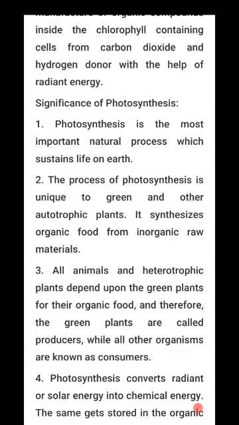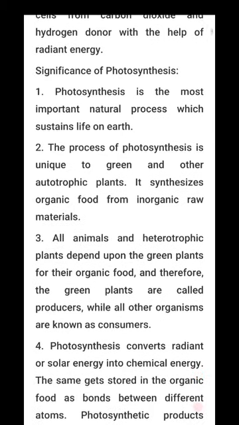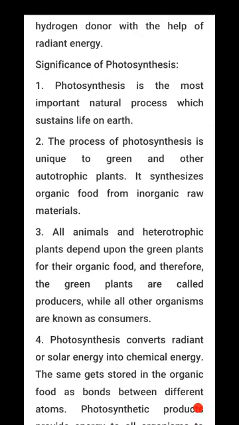All animals and heterotrophic plants depend on green plants for their organic food, and therefore green plants are called producers, while all the other organisms are known as consumers. Two main types of organisms are present: autotrophic and heterotrophic. Autotrophs prepare their own food, and heterotrophs can't. So autotrophs are the energy producers and heterotrophs are the consumers.